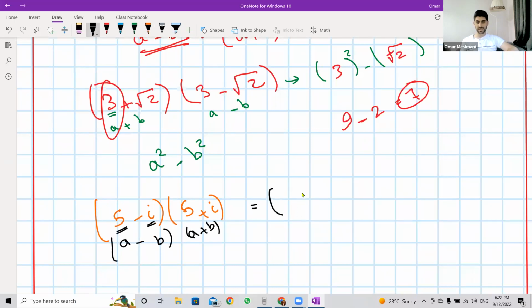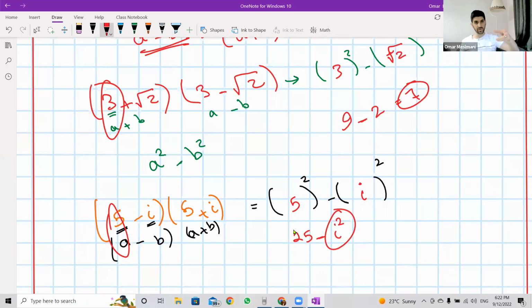What is the formula? It says A squared minus B squared. What is A right now? I see A as a 5. What is the B I have? It's an i. So 5 squared, that's a 25, minus i squared. Wait a minute. i squared is, I know it and you know it, -1. So 25 minus -1 is going to be 25 plus 1. The answer at the end is 26.